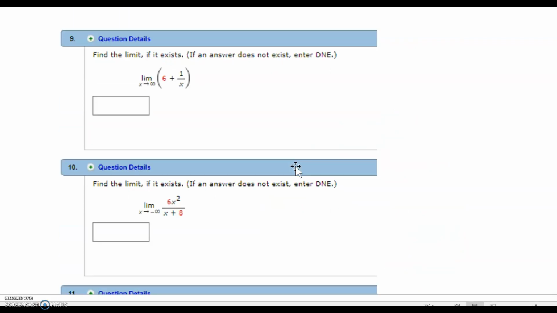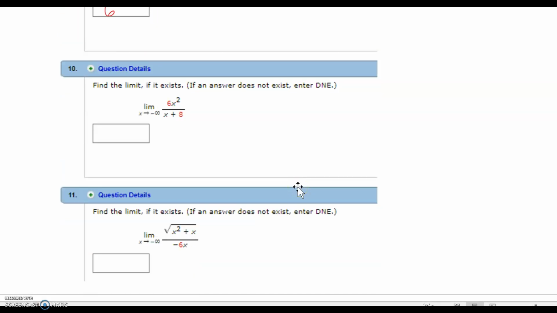Okay, limits at infinity. So this one is easy. If x goes to infinity, that thing goes to 0. And if x goes to infinity, 6 doesn't go anywhere. So that would be 6. This guy should be does not exist, right? Because this is blowing up. And this is like the horizontal asymptote question from pre-calc. If the degree of the denominator is bigger than the degree of the numerator, horizontal asymptote 0.